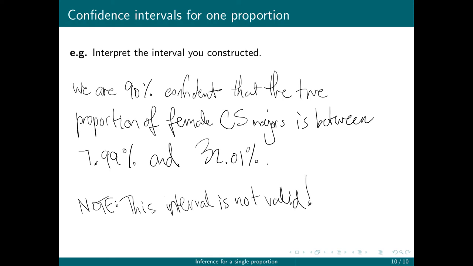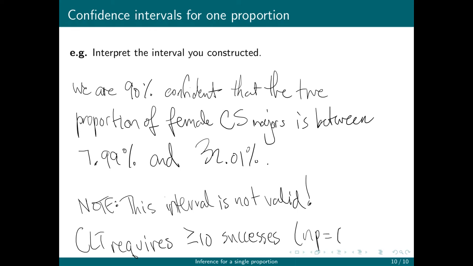Remember that in order for the central limit theorem to apply, we needed greater than 10 successes, and we only have 6 in this example. So even though we were able to construct the interval and talk about it, because this is just a toy example, we would not want to make any conclusions based on this interval because we did not have enough successes to use the central limit theorem. So that's always something you want to pay attention to, is whether or not the central limit theorem applies given your sample size.